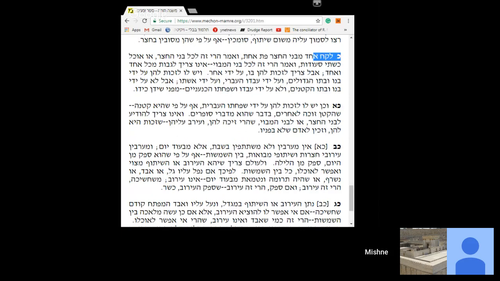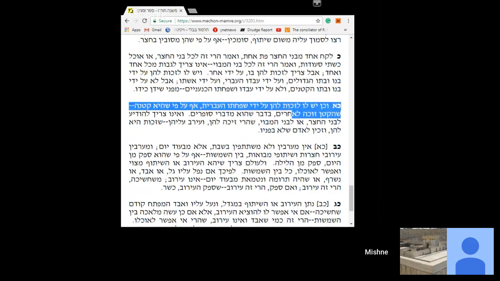הלכה כ"א. וכן יש לזכות להן על ידי שפחתו העברית, אף על פי שהיא קטנה, שהקטן זוכה לאחרים בדבר שהוא מדברי סופרים. Also, he may, with a shifha ivrit, a Hebrew female slave, even if she is young, under 12 years old, use her for the zikui because she's a slave, and it's derabanan. ואינו צריך להודיע לבני החצר ולבני המבוי שהרי זיקה להן ועירב עליהן שזכות היא להן וזכין לאדם שלא בפניו.